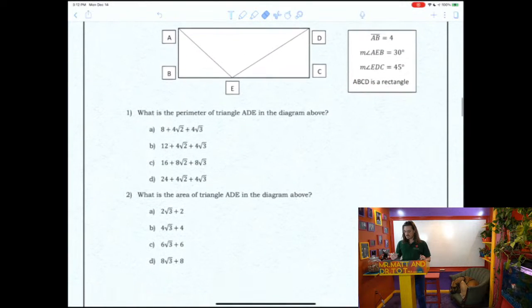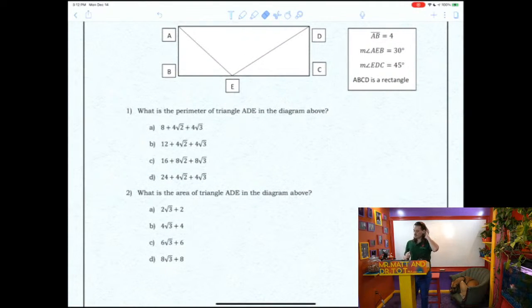I'm going to give you 6 minutes to look at 1 and 2. 2 minutes in, I'll start to solve. They both are in reference to this diagram containing rectangle ABCD. Notice there are some facts in the right-hand square there that you need to apply to the diagram. Question number 1 is asking what is the perimeter of triangle ADE in the diagram above, and question number 2 is asking what is the area of triangle ADE in the diagram above. So I'll give you 6 minutes. I'll keep track of the time in the upper left-hand corner, and I'll update it per minute. About 2 minutes in, I'll start to solve if you need any hints.